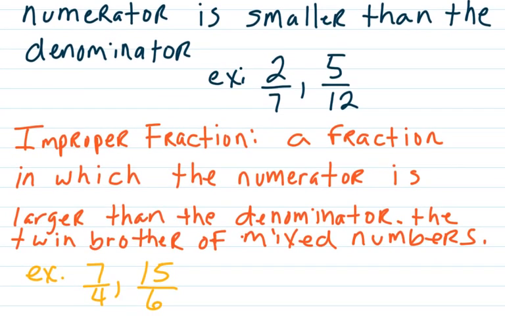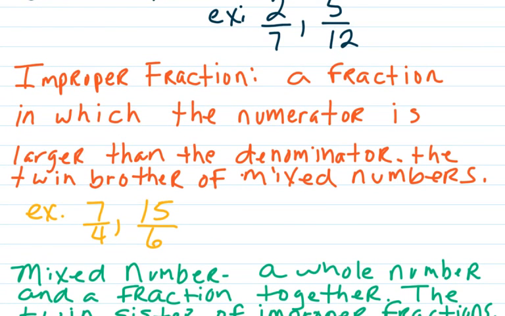Now, when we get to improper fractions, something that we've discovered, an improper fraction is a fraction where the numerator right here and here is larger than the denominator right here. Whatever fraction we have is cut into fours, and we have 7 of them. And here, whatever fraction we have is divided into 6, and we have 15 of them.